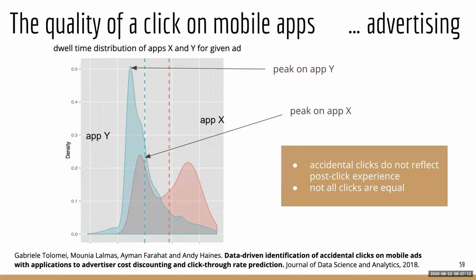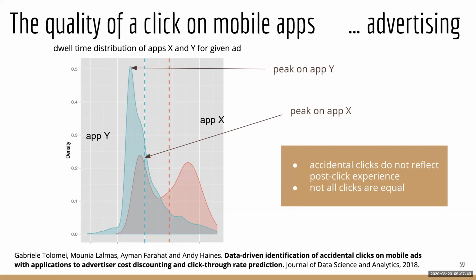The quality of a click on mobile apps. This is in the context of advertising. We worked on what is called ad quality, where the user clicks and ends up on the mobile page. If the ad is relevant, the expectation is the user stays on that mobile page and does whatever they need to do, for example, buy the product and so on.